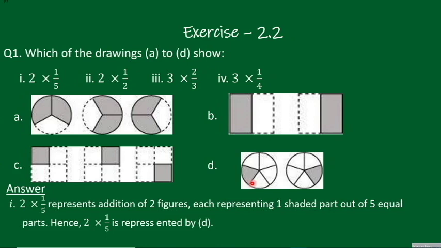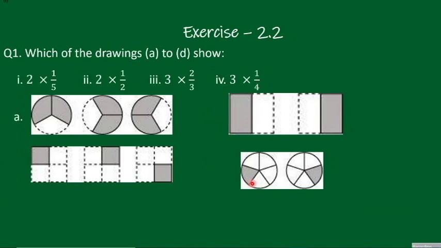Now we are moving to the next part, 2 multiplied by 1 by 2. So definitely, as in the first one, here we need only 2 figures. Out of these 4, we need the figure which contains only 2 parts. Okay, so here we have 3 circles, here we have 2 circles, here we have 3 squares, and here we have 2 circles. So only these are similar to this criteria. These two are similar to this criteria of 2. Okay, so we will look at these 2 figures.